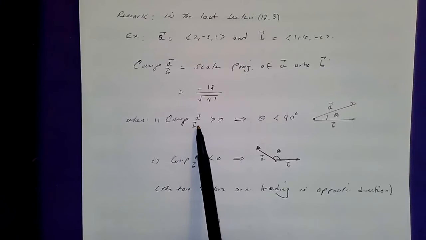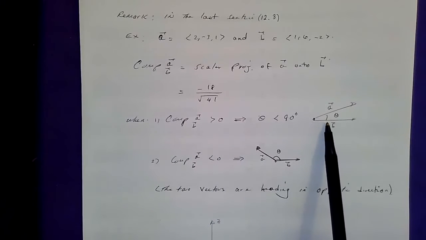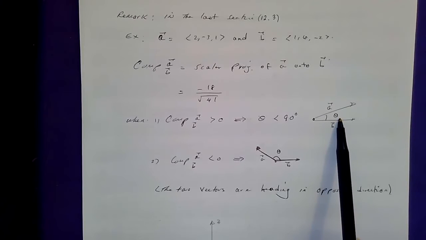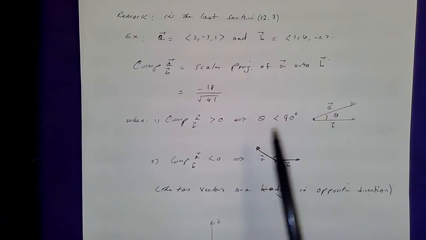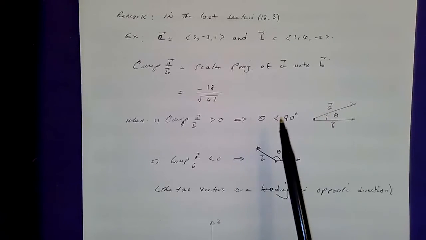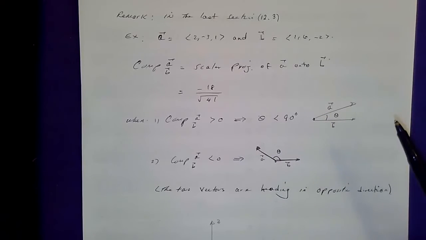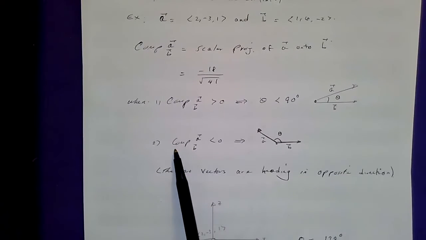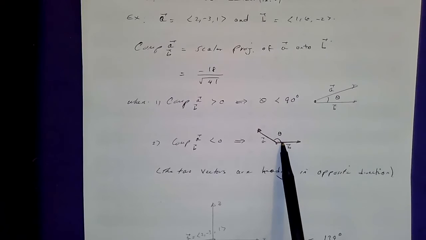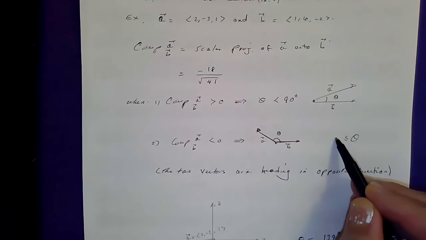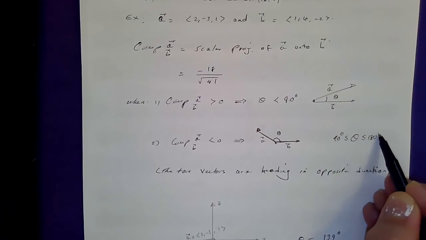If the scalar projection is positive, that means theta is acute. That means it's an angle between 0 and 90. If theta is 90 degrees, then they're perpendicular, correct? If the scalar projection is negative, that means what? You have an obtuse angle, which means theta is somewhere between 90 and 180 degrees.